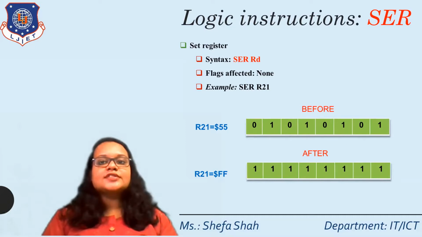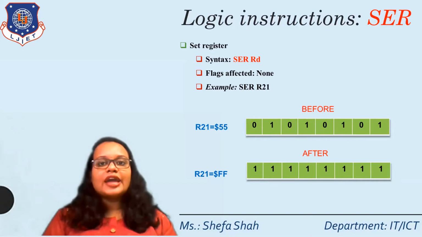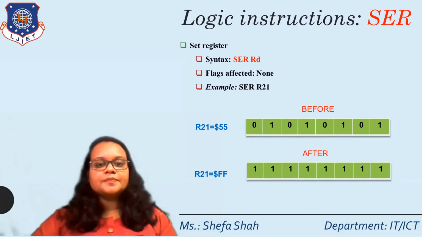Then the logic instruction SER, that is set register. The set register will set the contents of the register to all 1s. The syntax is SER Rd, for example SER R21. Let's take the data as 55H. If we execute this SER R21, then all the bits will be equal to 1, so the data will be FFH in the register. Clear?